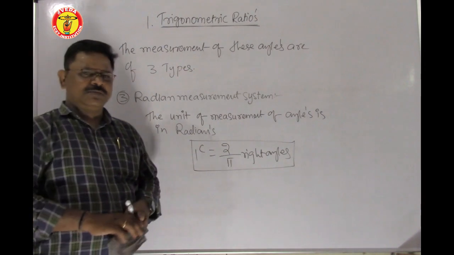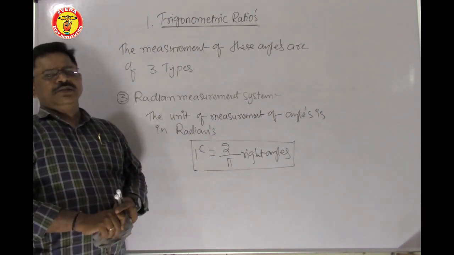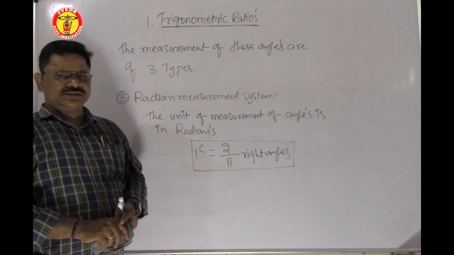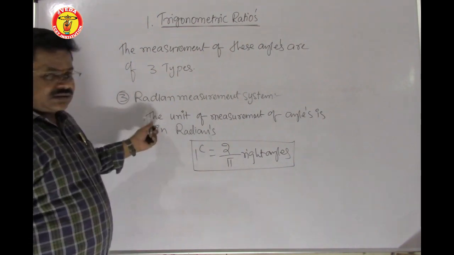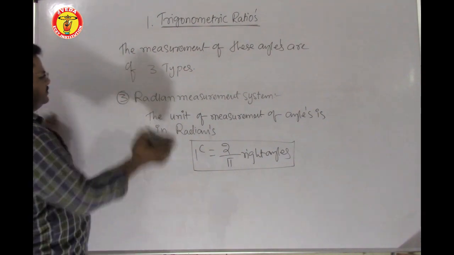Totally how many methods of measurement are there? We have 3 types of measurement. One is the sexagesimal system, second is the centesimal system, and third is the radian measurement system.